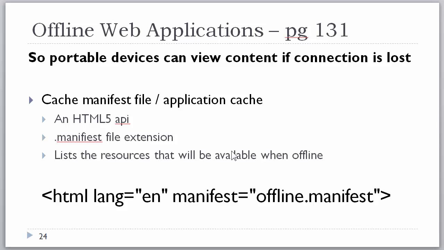This file is a text file with a .manifest extension, and what you would do is list the resources that will be available when offline. You don't necessarily need to list them all, but the important ones. How that is accessed or referred to in the browser is inside your HTML element, as shown here, using the manifest attribute. And there is more information in the book to explain a little bit more about how to use this.